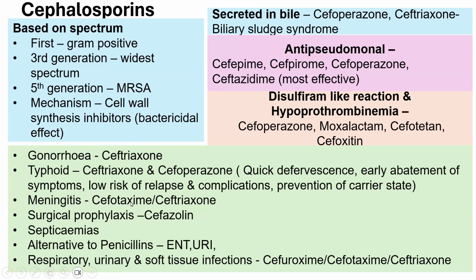In meningitis, we can use cefotaxime, ceftriaxone, third generation. Surgical prophylaxis, we use cefazolin. And septicemias, we can use cephalosporins. Alternative to penicillins in ENT infections and upper respiratory tract infections, and respiratory, urinary and soft tissue infections, many third generation drugs are used. So overall, mainly individual uses we can write as overall uses also.